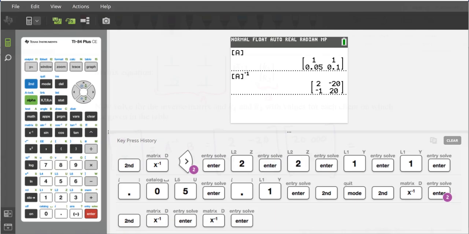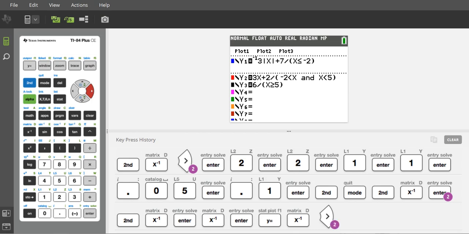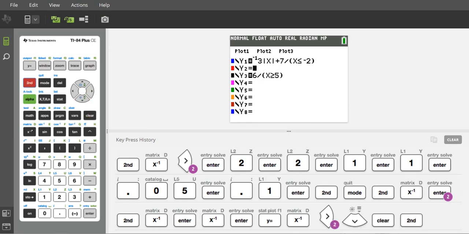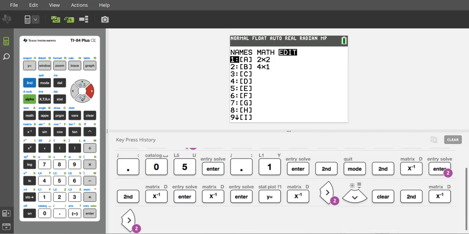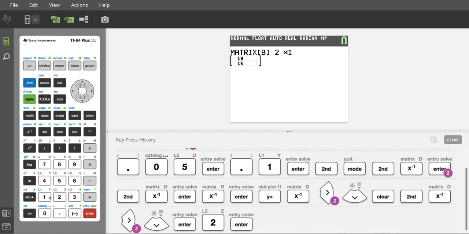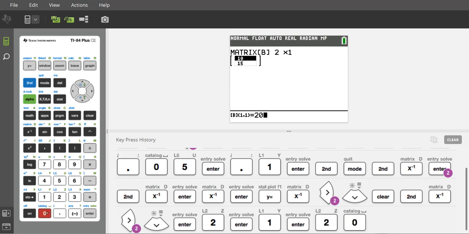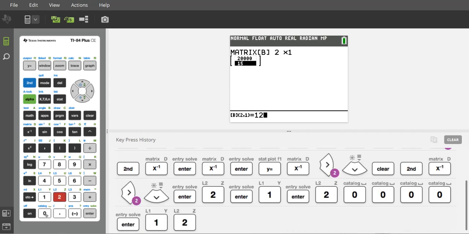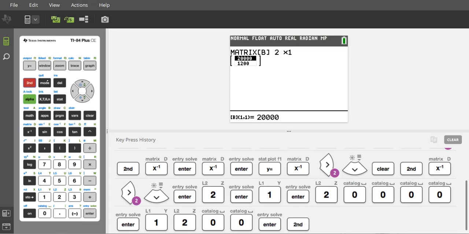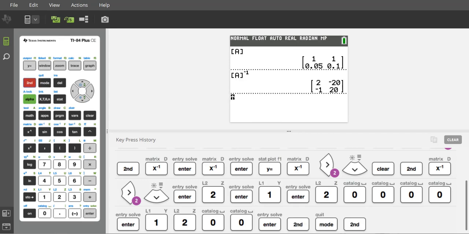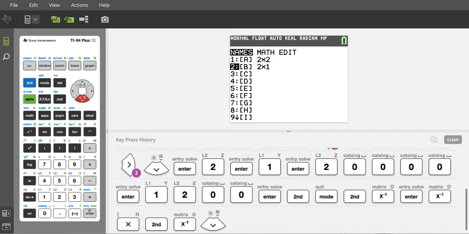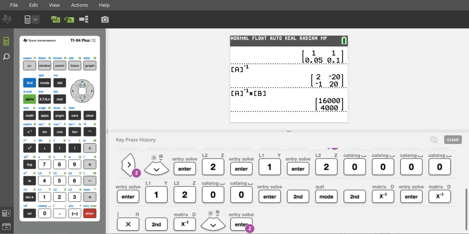Here we go. Second matrix, edit B. It's a 2x1, and it's 20,000 and then 1,200. Does that look right? Yes. All right. For Bob, we want A inverse times B. So Bob should invest 16,000 in A and 4,000 in B.